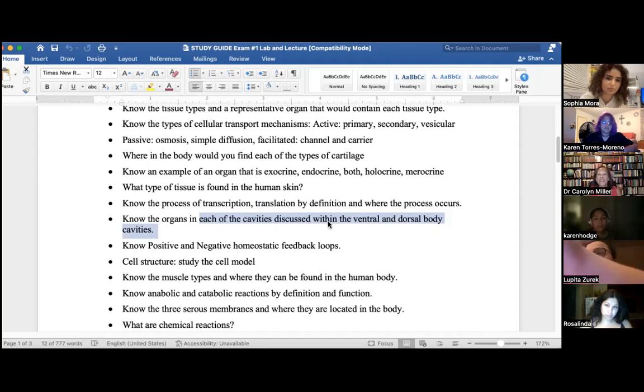So each of the cavities discussed: in the dorsal, PD, posterior dorsal, in the dorsal body cavity, we have the brain and the spinal cord. In the ventral, AV, anterior ventral, in the ventral body cavity, we have the thoracic cavity and the abdominal pelvic cavity. In the thoracic cavity, and this is going to come up in a little bit, I'll cover it now, you have the heart and the lungs.